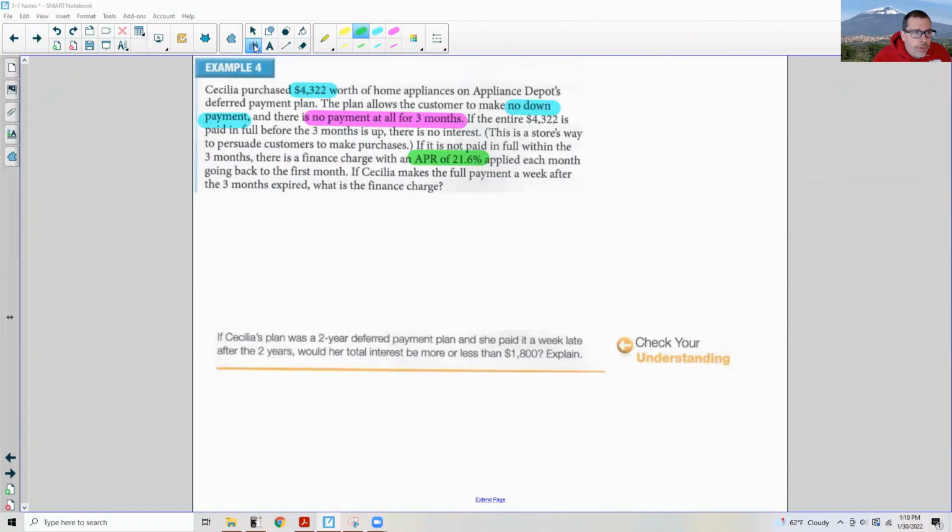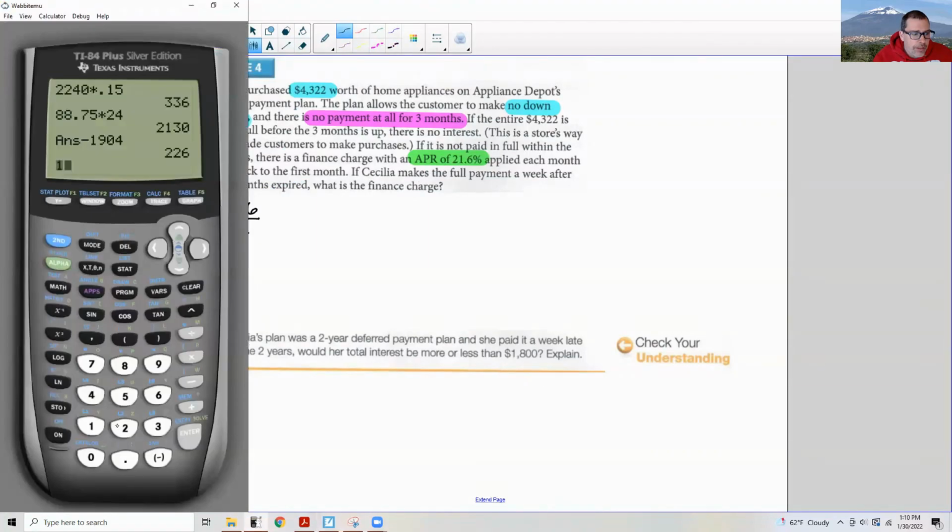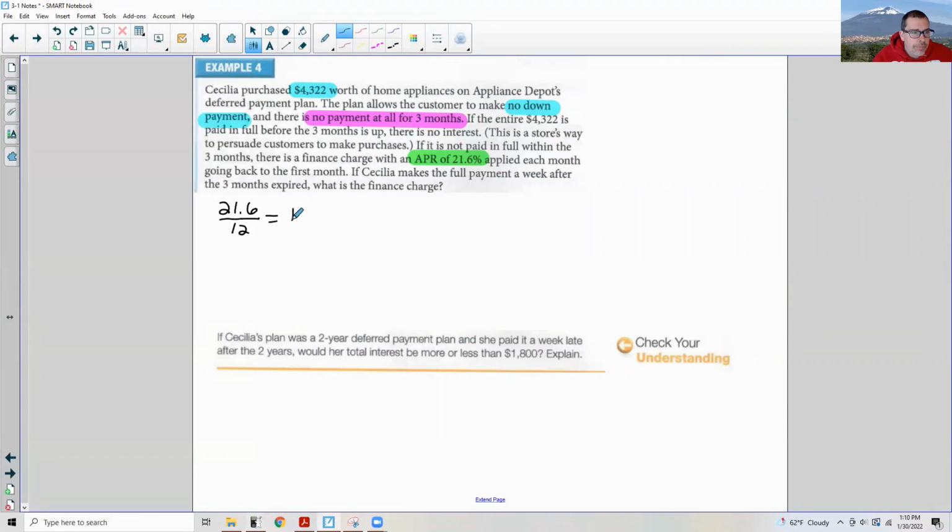The first thing we're going to do is find the monthly interest charge. We have an annual interest rate, so we want to take that 21.6% and divide it by 12. 21.6 divided by 12 is 1.8%, which equals 0.018. There's our interest rate for 1 month.